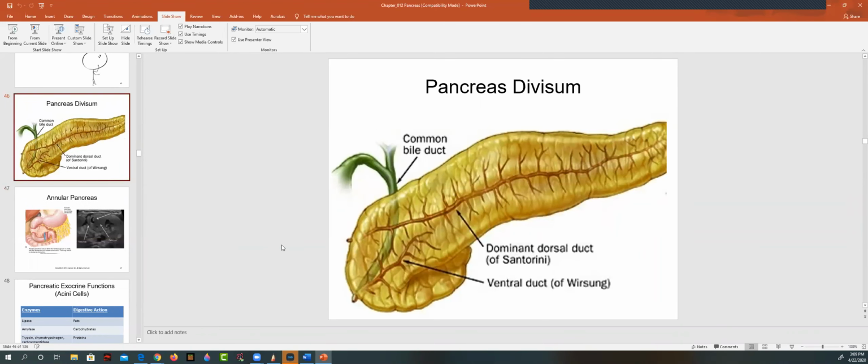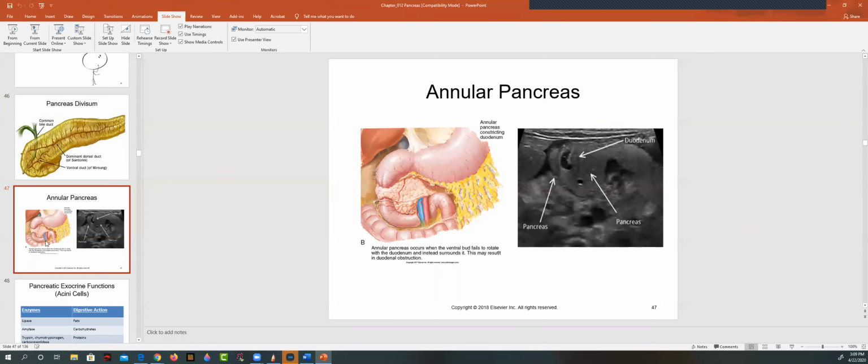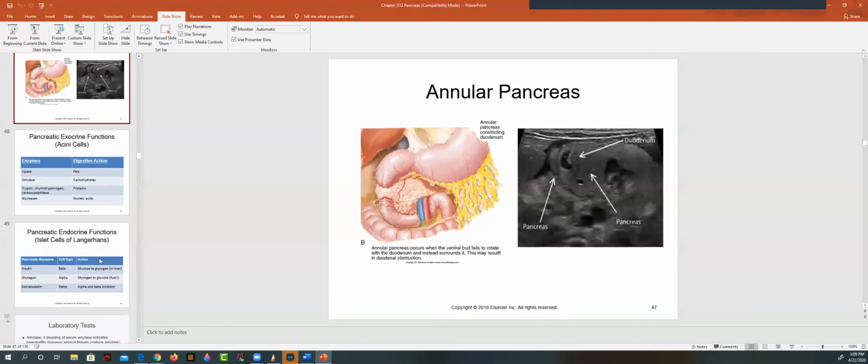Pretty awesome. There's a pancreas divisum again. Oh, there's our annular pancreas. Probably a little better picture, showing how it squeezes the duodenum. Oh, and an actual image here. Hard to see, hard to understand, but we have pancreas on either side of the duodenum. The duodenum is partially fluid filled. This is probably a baby because you wouldn't be alive if you were an adult like that.